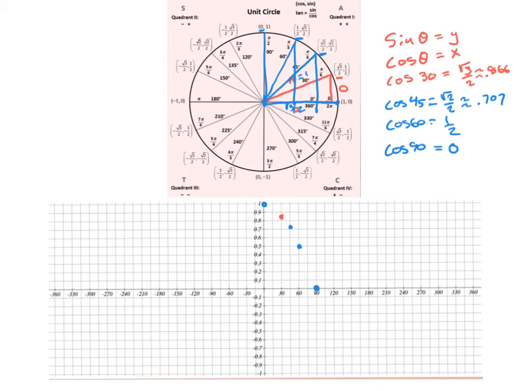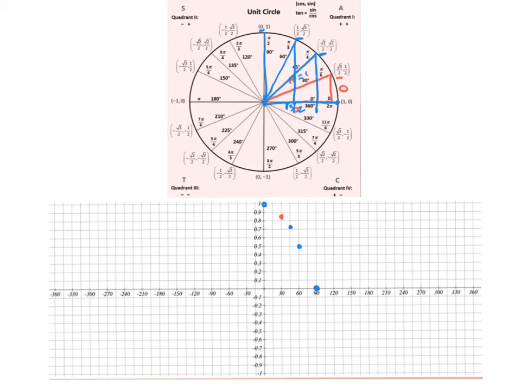Now, if I go in the negative direction, just like we did last time, let me clear this up over here. If I want to go in the negative direction, negative 30 degrees is just going to put me at a positive square root of 3 over 2. So negative 30 is a positive 0.866.